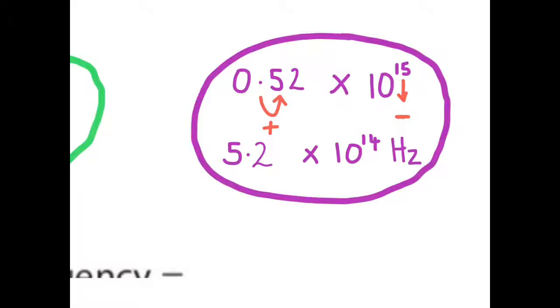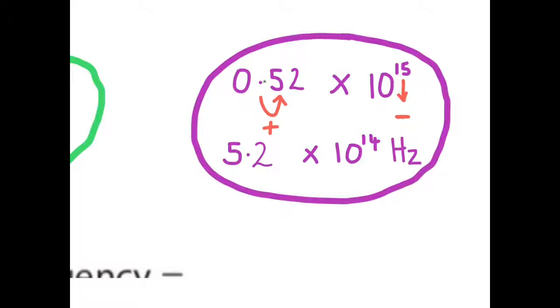Now the final mark comes from this, and this seems to be very, very popular at the moment. I imagine on a higher paper, you will almost definitely have to do this. If you look, it says 0.52 times 10 to the power 15. The problem is standard form has to be written between 1 and 9.9. It cannot be smaller than 1, and it can't be 10 or above. So it has to be between those values.